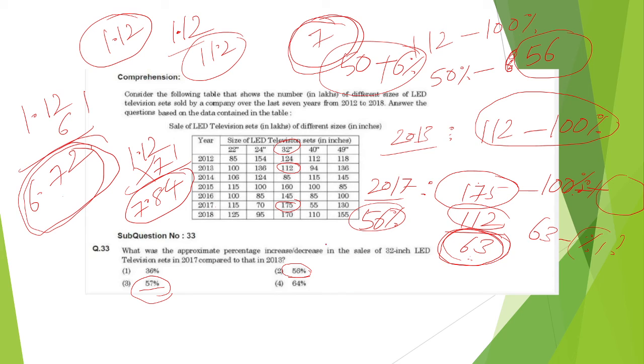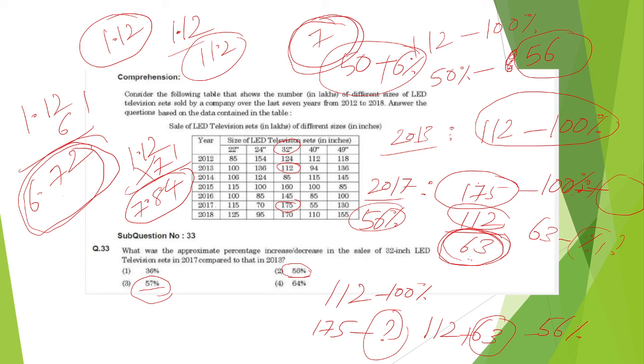What we found here: initially it was 112, now it became 175. We have to find what percentage it is increased. 112 is the previous one, the same, but 63 increased. 63 is what percentage of 112? That is 56 percentage of 112. That is the increased percentage. This is very easy compared to the formula. Okay, friends, this is the answer.